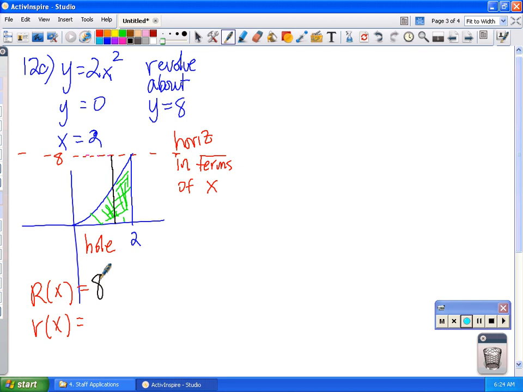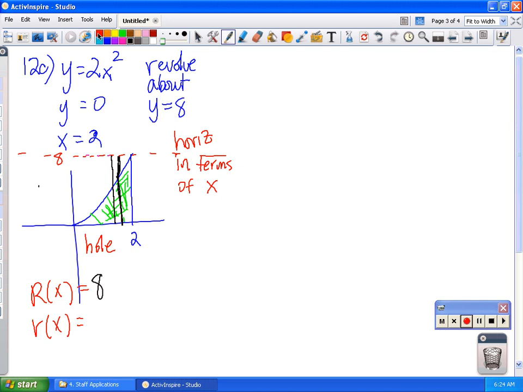However, the inside radius is the distance from the axis of revolution to the inner curve. So I'm going to draw it from here to here. Now that's the segment that I want to find the length of. But just like before, I'm going to take that segment and send it all the way over to the x-axis.